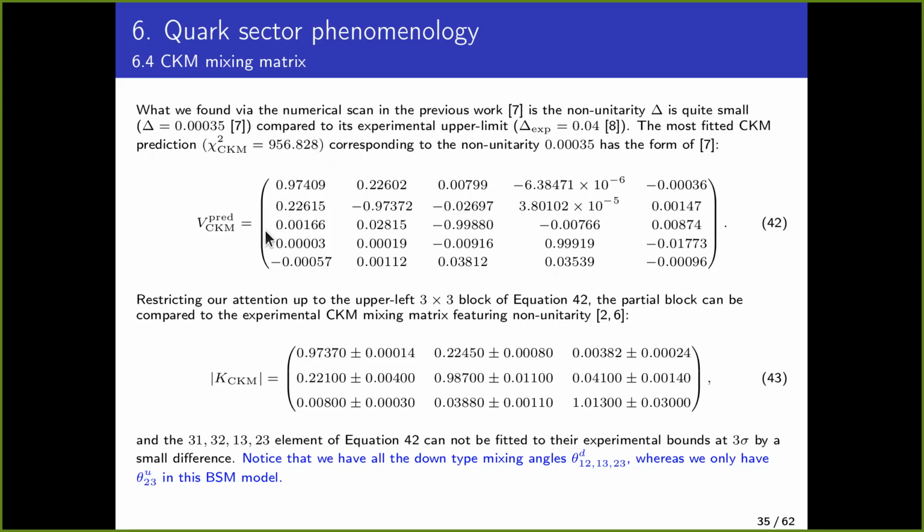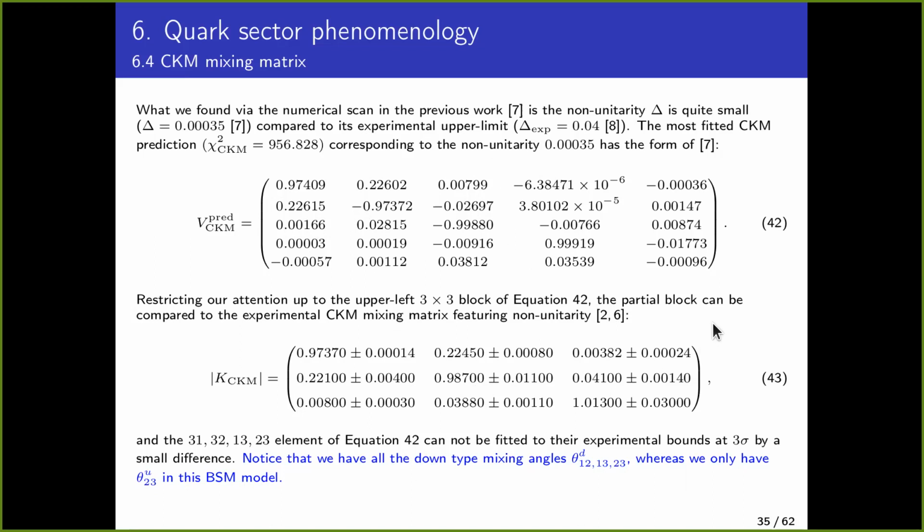matrix. We can compare our numerical prediction to the experimental CKM prediction without non-unitarity. The CKM prediction without non-unitarity is given by these 2 references, and then we compare our numerical result, and notice that in our prediction, the 1-3, 2-3, 3-1, and 3-2 elements cannot be beaten by a small difference. But notice that we have all the down-type mixing angles 1-2, 1-3, 2-3, whereas we only have 2-3 up-type mixing in this data model. So even though the CKM prediction is an effective approach, it fits quite well to the experimental result.